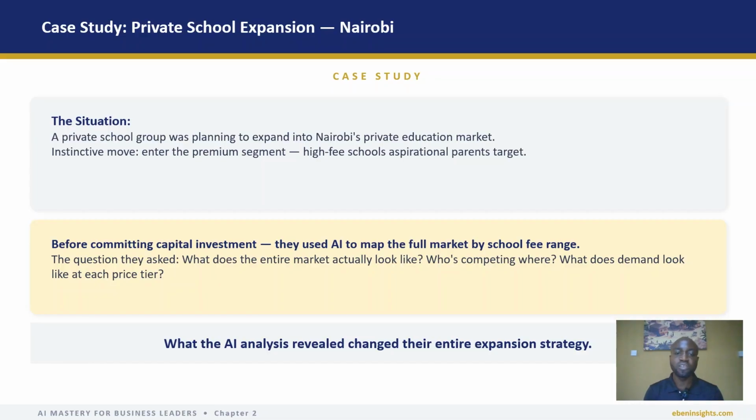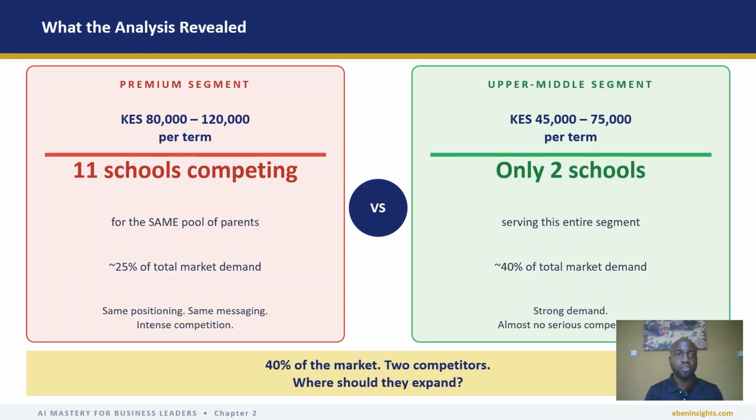Now, the results they got changed their strategy. From the analysis, they discovered that the premium segment charges between 80,000 to 120,000 Kenyan shillings per term, and 11 schools were competing in this segment. 11. The same audience, the same positioning, the same value proposition, the same battle for attention.